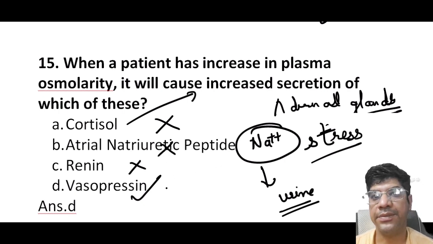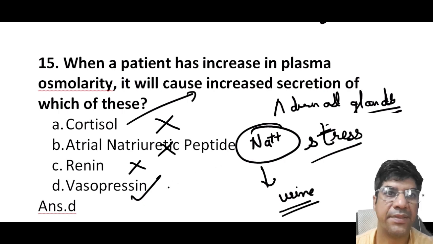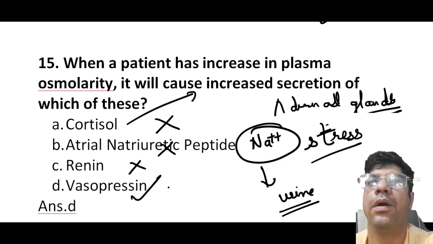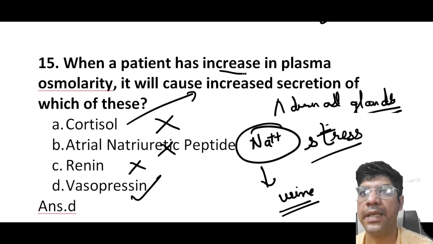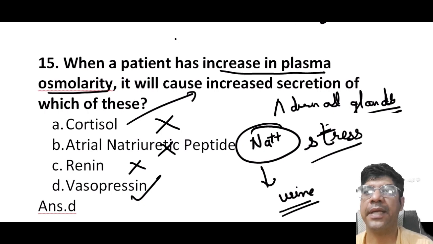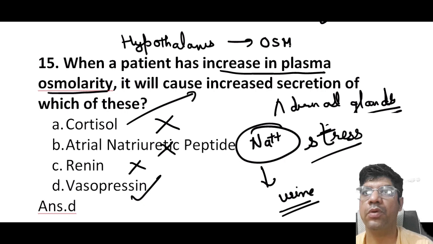The answer is D, vasopressin. Now remember, an increase in the plasma osmolarity is detected by specialized cells in the hypothalamus of the brain that are known as osmoreceptors.